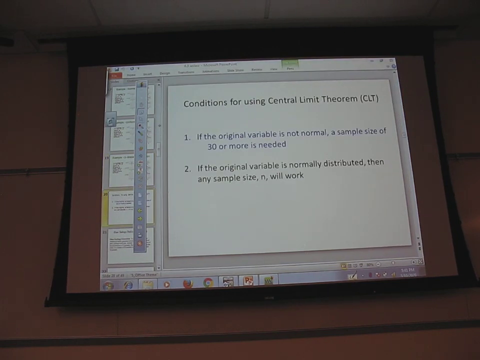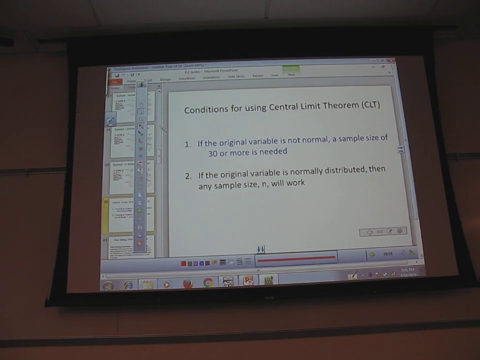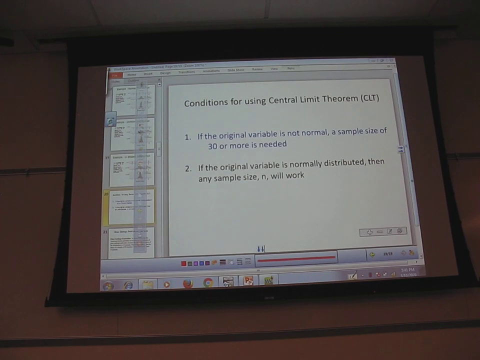All right, there are a couple conditions for using it. Vanessa F, go ahead and read. Conditions for using the central limit theorem. If the original variable is not normal, a sample size of 30 or more is needed. If the original variable is normally distributed, then any sample size n will work.